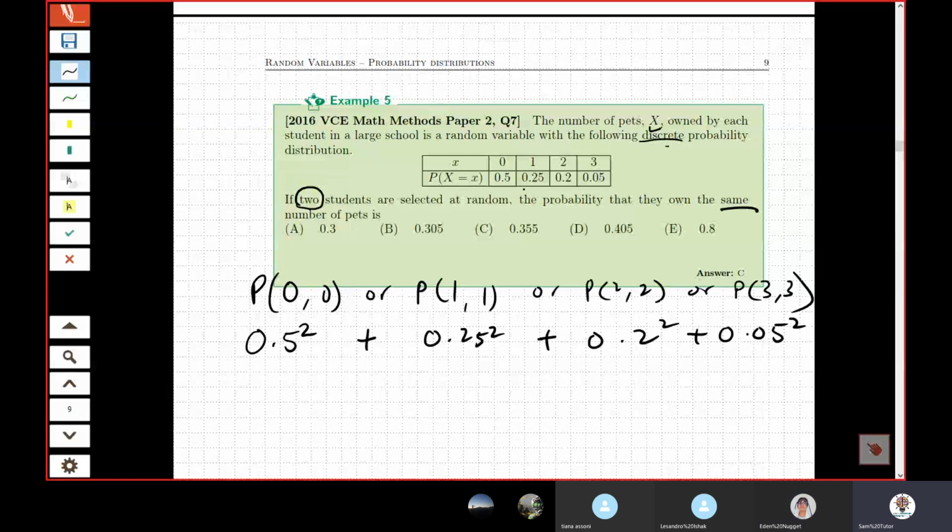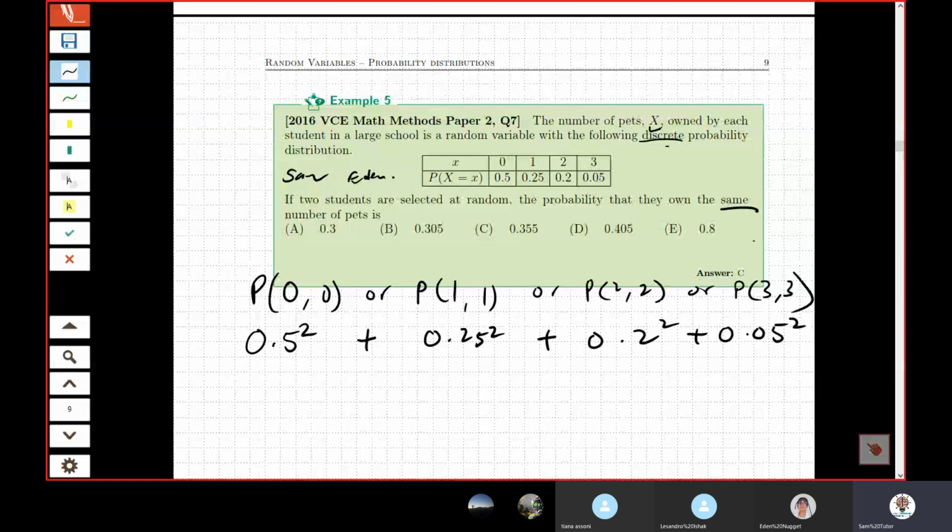Yep. So you can think of it again. If you have two, you would say Sam and Eden. The probability that Sam has 0 pets would be 0.5. That means Eden must have 0.5 as well, because she's got to have 0 pets. So then 0.5 times 0.5. Or Sam could have had 1 pet, which means Eden must have 1 pet. So 0.25 times 0.25, and so on and so on until you exhaust all the cases.